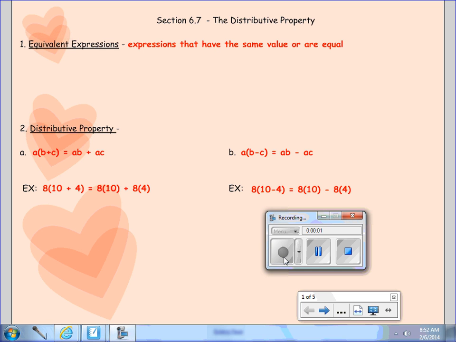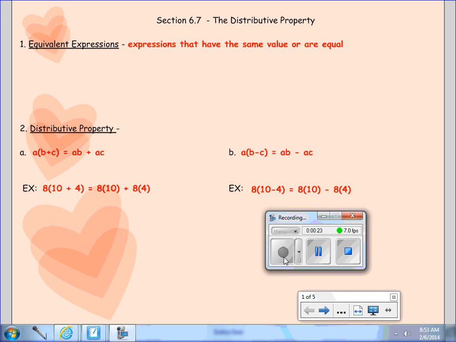In this lesson, 6.7, we're going to discuss the distributive property. One term that we're going to be dealing with using the distributive property is equivalent expressions. They are expressions that have the same value or are equal.